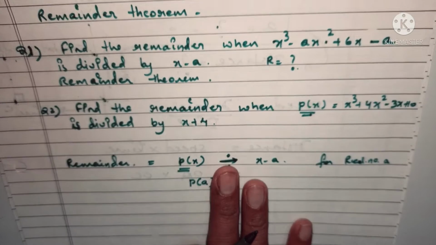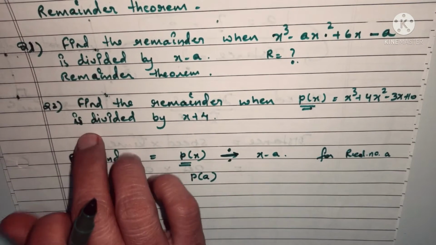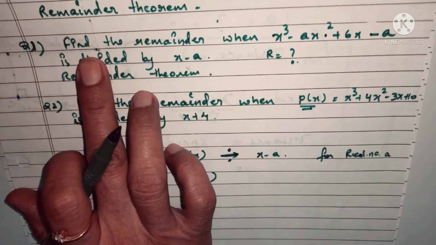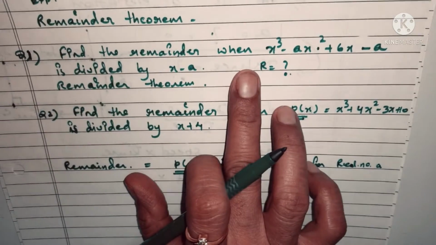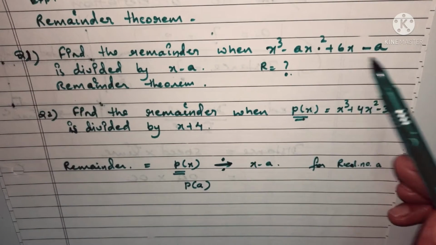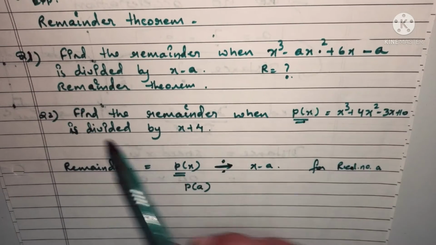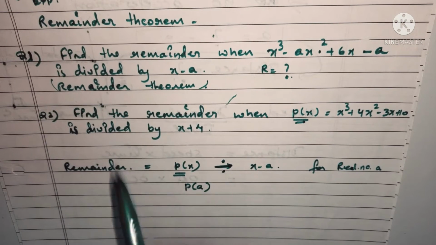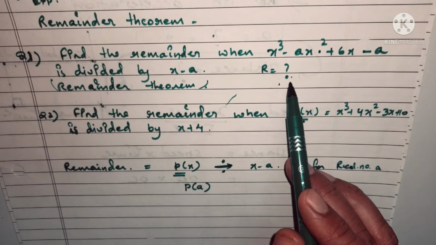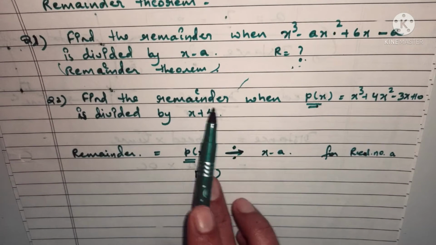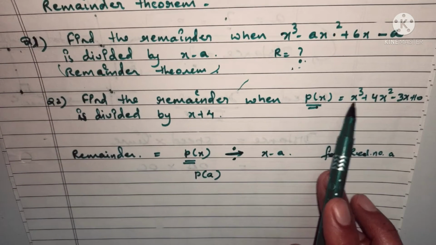If you see, you are given two questions here. You can see very clearly two questions are there, and in the very first question it is asking to find the remainder when x cube minus ax square plus 6x minus a is divided by x minus a. In that case you have to use the remainder theorem and find the value of r, that is the remainder.